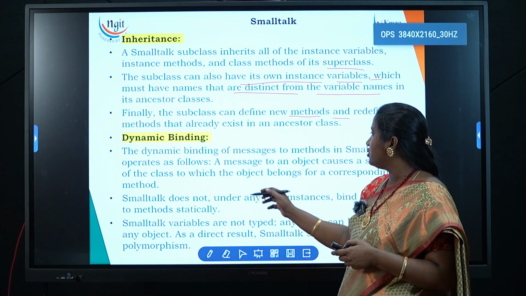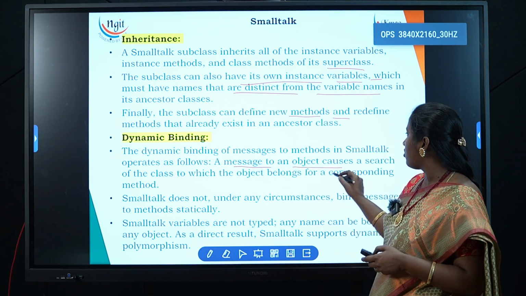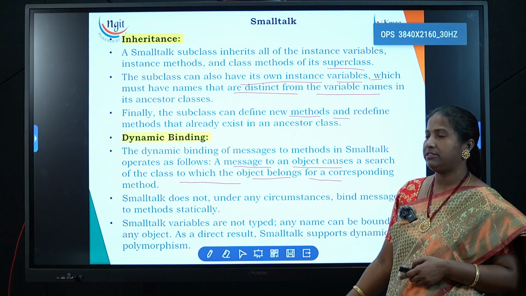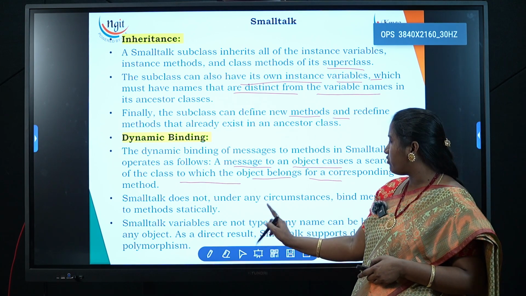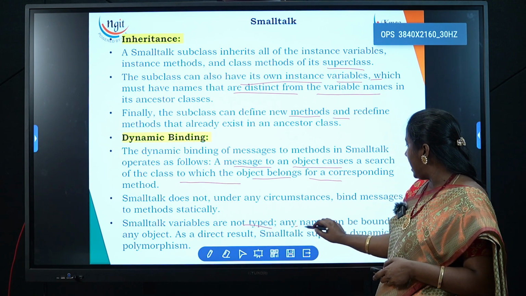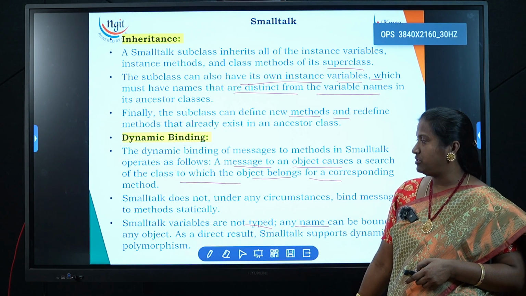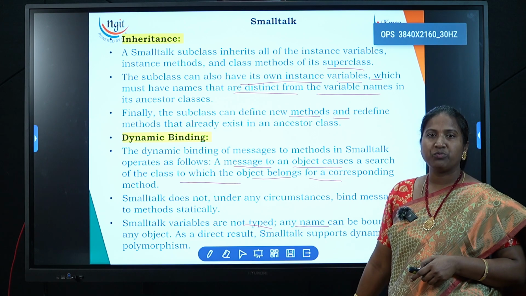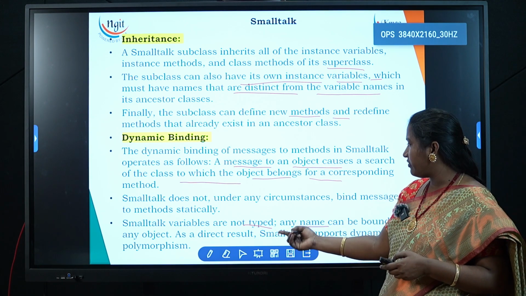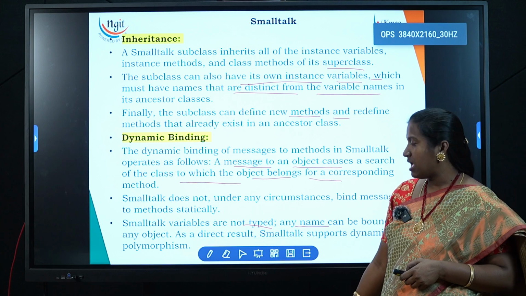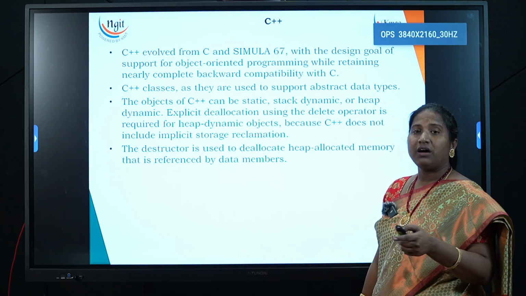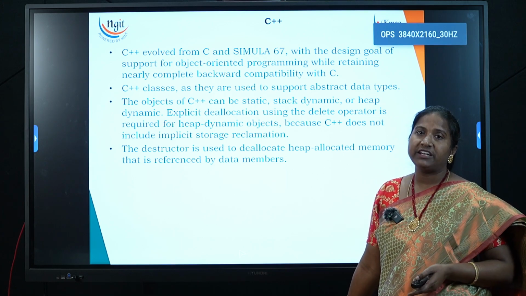And what is dynamic binding? A message to an object causes a search of the class to which the object belongs for a corresponding method. Basically, Smalltalk variables are not typed. Any name can be bound to any object. Smalltalk doesn't, under any circumstances, bind messages to methods statically. So that's what we said, it is not typed. So these are the features of how Smalltalk supports inheritance and dynamic binding.